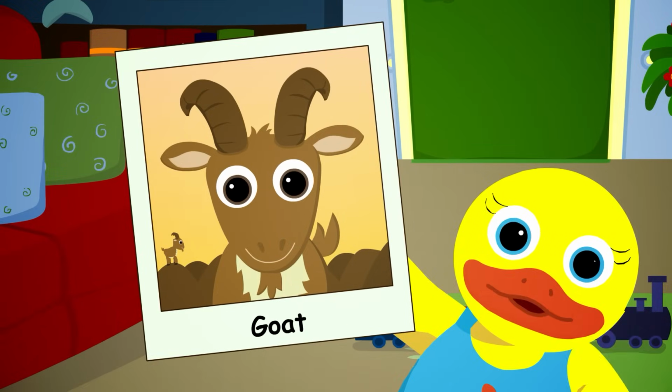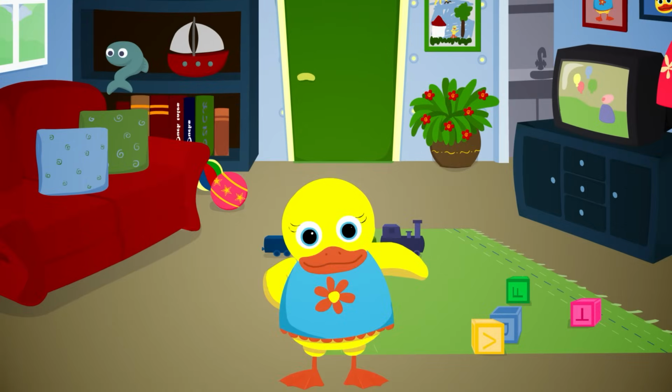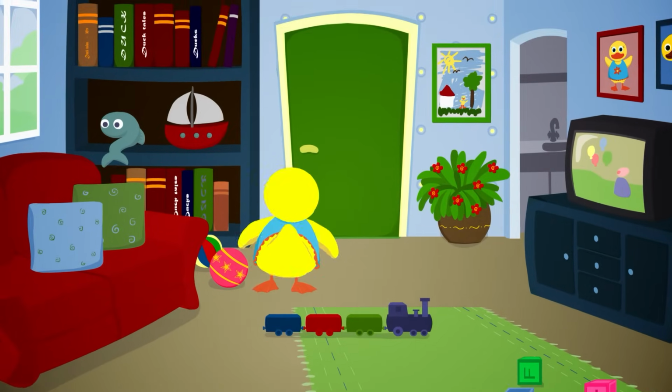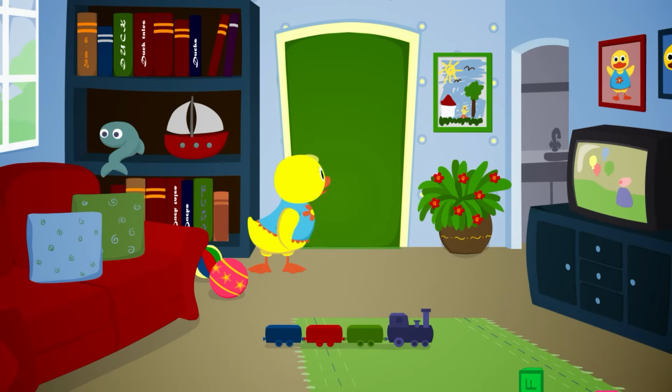Some people call goats billy goats. Has a silly billy goat come to visit Tillie? Yes, I have. I was right. That is my friend Gabby the goat.